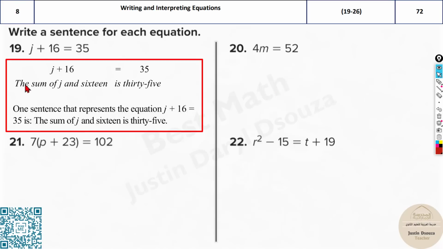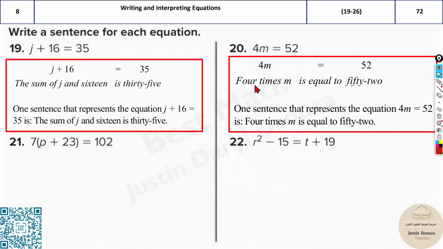Now let's look into the answer here. The sum of j and 16 is 35. Simple as that. And you can have variations as well, but what you need to see is all the 4 options and which has the main important part. See, j plus 16, j and 16. See, sum is there. Yeah, that means it's plus. Now 35 is, okay, this would be the correct answer.